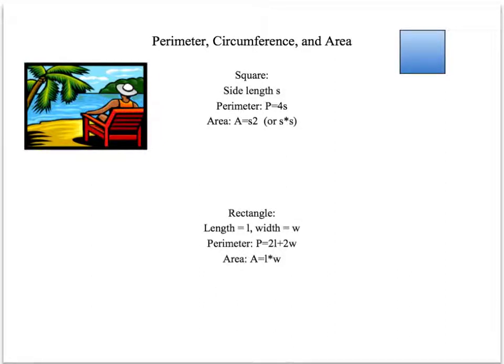Heidi-ho, kids, it's video learning time, and today you are going to be learning about perimeter, circumference, and area of 4 shapes that we all know and love.